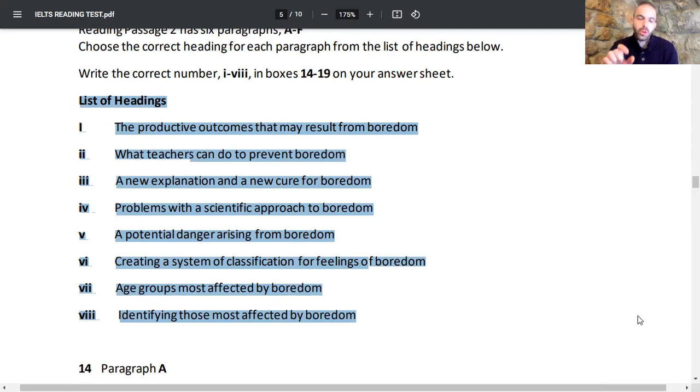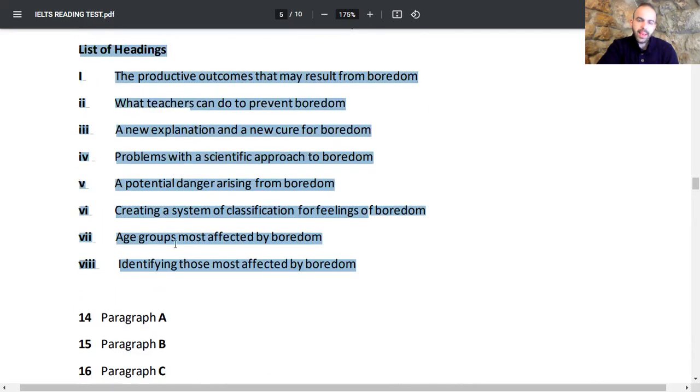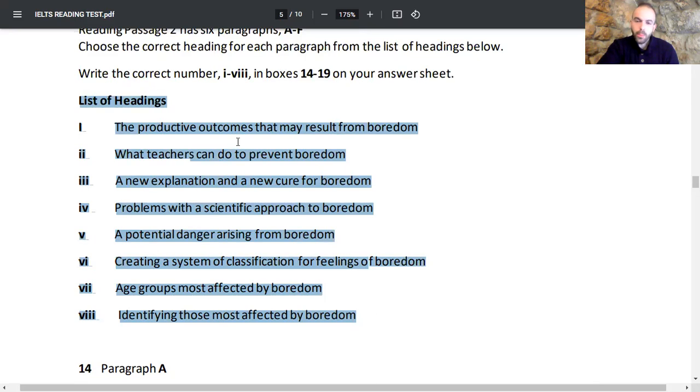So I'm going to exclude some. As you can see, how many paragraphs do we have? We have 1, 2, 3, 4, 5, 6. So 1, 2, 3, 4, 5, 6. And we have 8 headings. So apparently we have 2 excluded headings. So I'm going to show you which headings are excluded. Okay. So I guess, let me just confirm with you. Okay.